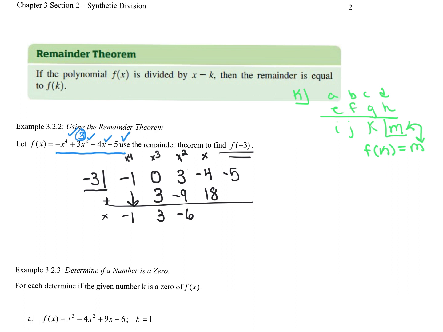Negative 4 plus 18 makes a positive 14. Negative 3 times 14 is negative 42. And then you add these two together and get negative 47. So f of negative 3 is equal to negative 47, whatever my remainder was. So if the directions say use the remainder theorem, this is what they need you to do.